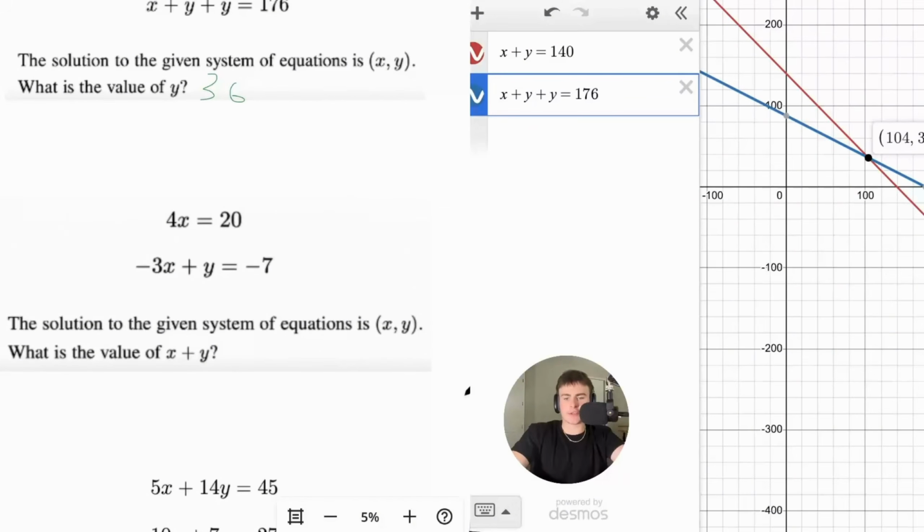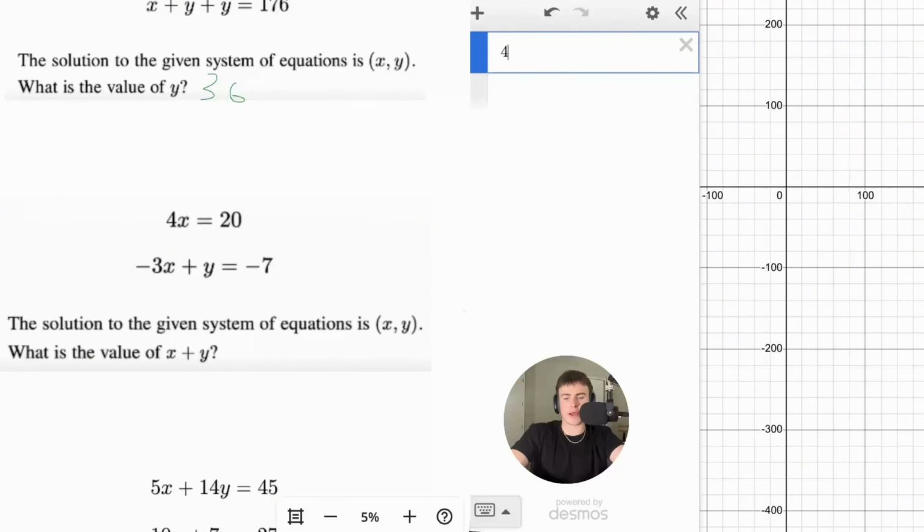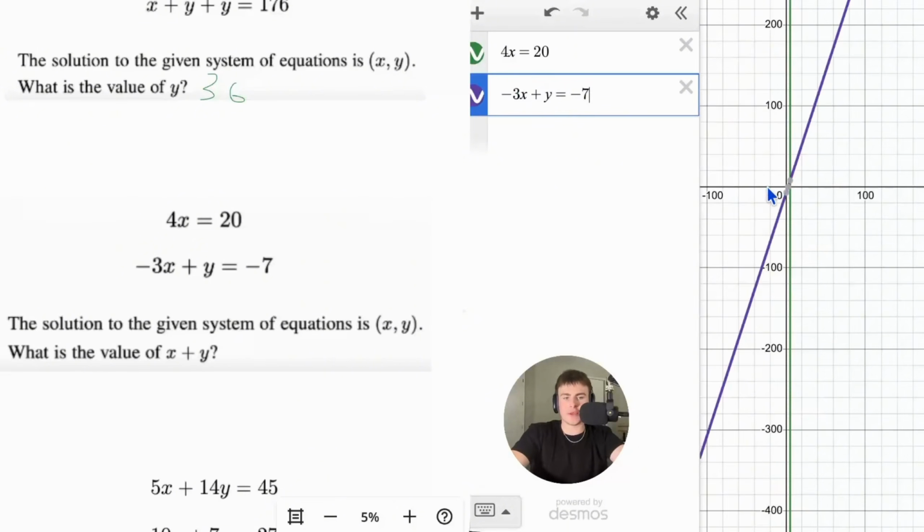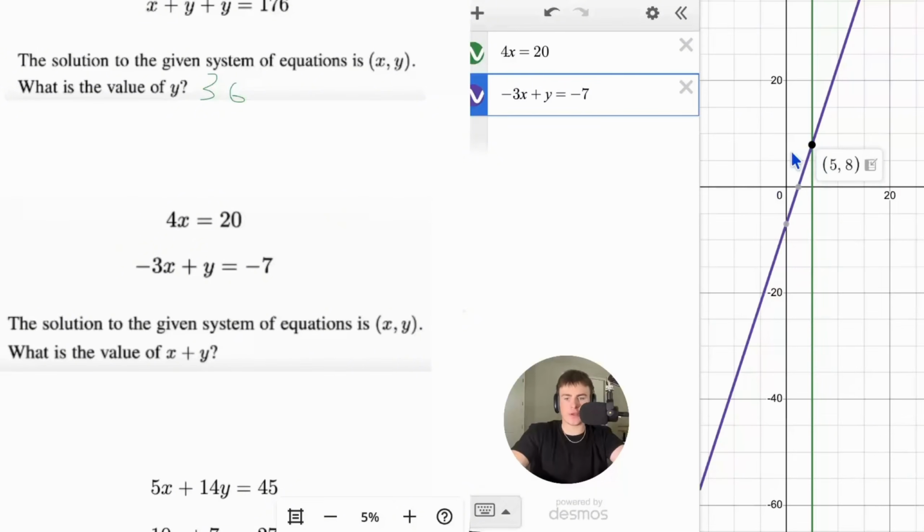The solution to the given system is x, y. What's the value of x plus y? So it's the same thing, except we're going to add them. 4x equals 20. And then negative 3x plus y equals this. Now the solution is the intersection once again. So the value of x plus y is 5 plus 8, which is 13. There we go. It's really that easy.